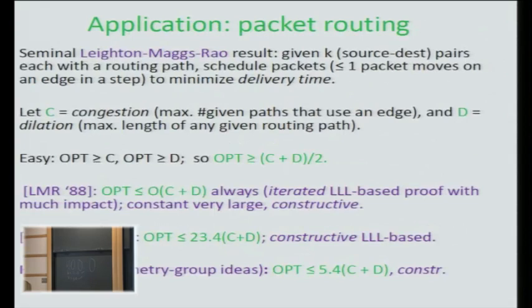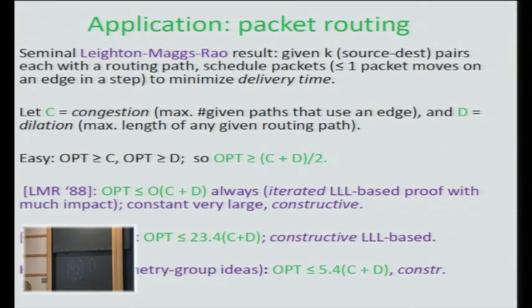As a final application, let me consider the seminal Leighton-Maggs-Rao result, right? So you are given a packet routing problem, where each packet also has its routing path. So a packet i has to go from s_i to t_i using this given path, right? And you want to do the packet scheduling. So nodes can queue packets, and let's assume that time is discrete, and an edge can only take one packet at a time and move it along. You want to minimize the time by which the last packet is delivered.